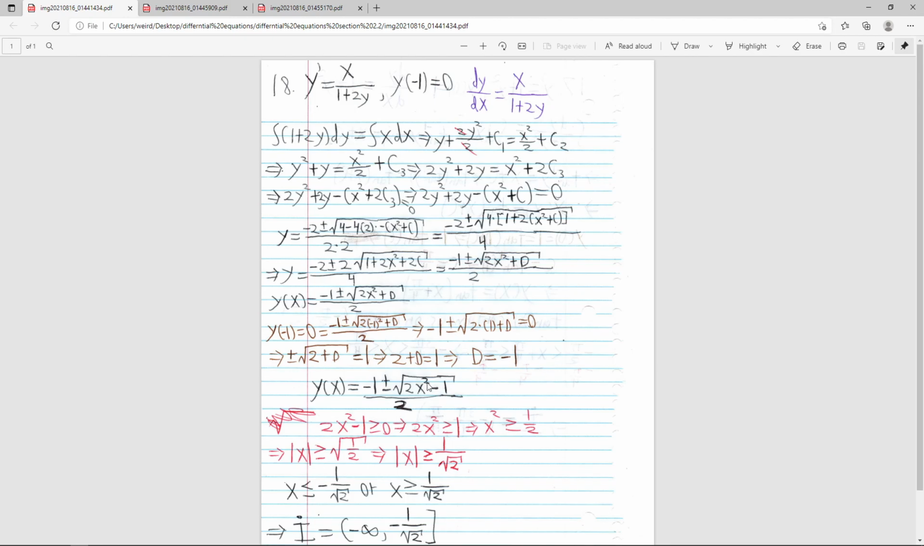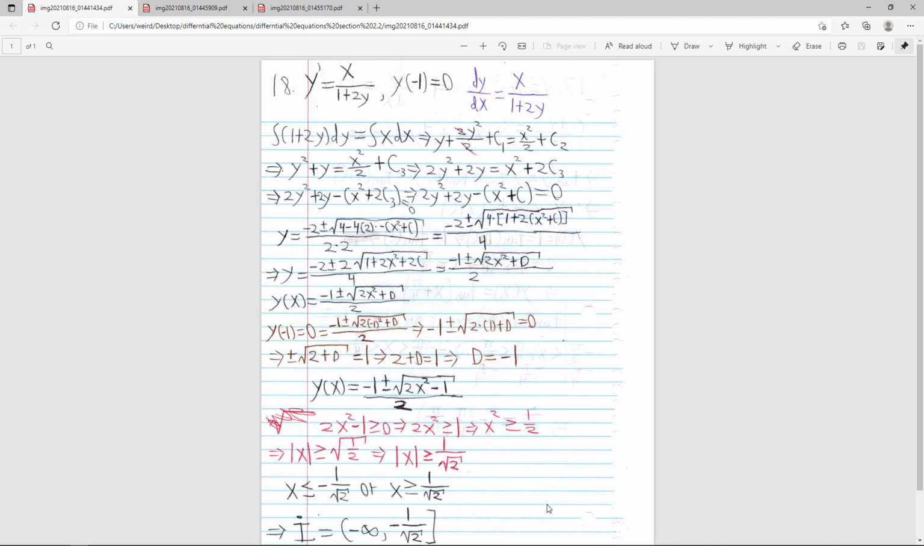negative 1. So the exact solution is y of x equals negative 1 plus or minus square root of 2x squared minus 1, all divided by 2. And 2x squared minus 1 has to be greater than or equal to 0 when we consider what values are acceptable for x. So 2x squared is greater than or equal to 1. So x squared is greater than or equal to 1/2.